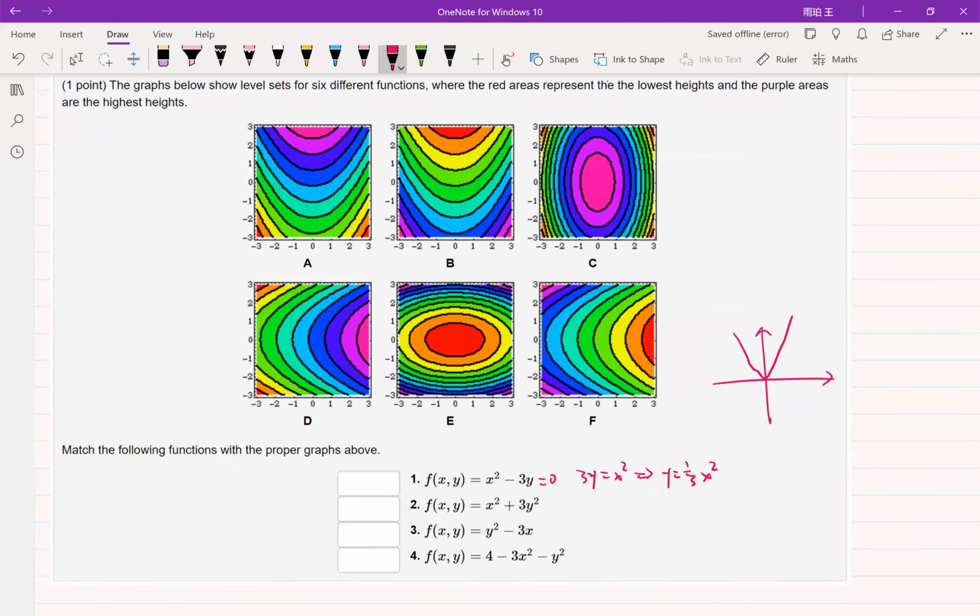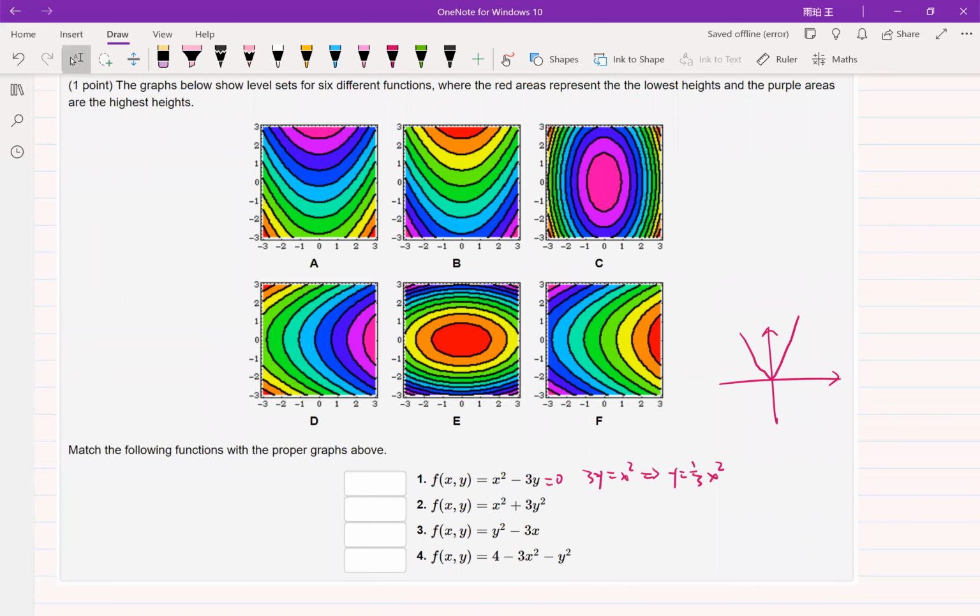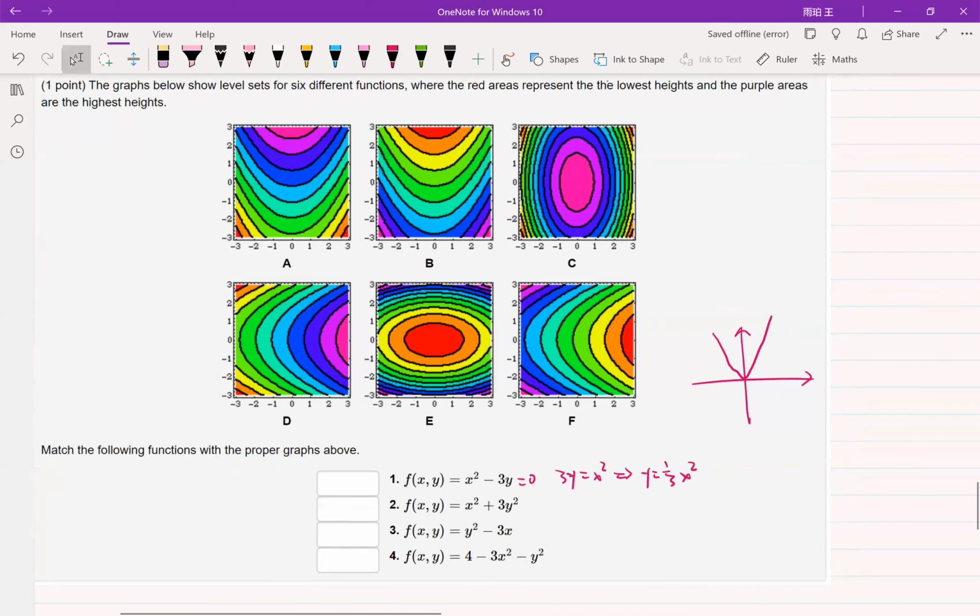But the difference between them is the height of elevation. This question says the red areas represent the lowest heights and the purple areas represent the highest heights. So if you imagine these graphs as staircases, just like we see here, from this graph, here is the lowest point I'm at, and by moving in this direction we're walking up the stairs, and by moving in this direction, in graph A, we're moving down the stairs, if that makes sense. Okay, so how do we distinguish which graph we choose for this particular function?